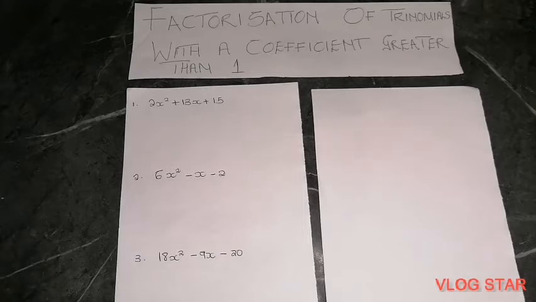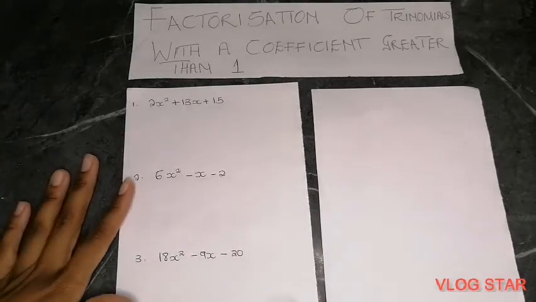When the last term is negative, the two numbers you are going to find will have opposite signs, the bigger number taking the sign of the middle term. When all terms are positive, the two numbers you are going to find will both be positive. When the middle term is negative, all the numbers that you're going to find will be negative. So let's get straight into answering the questions.